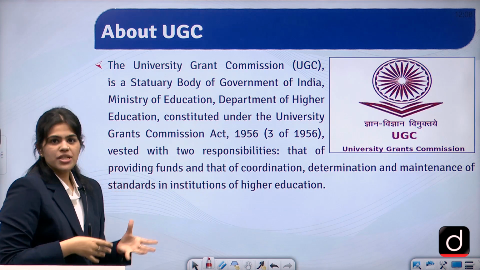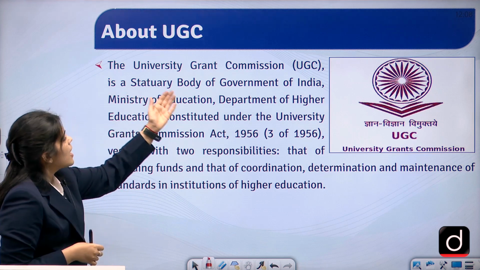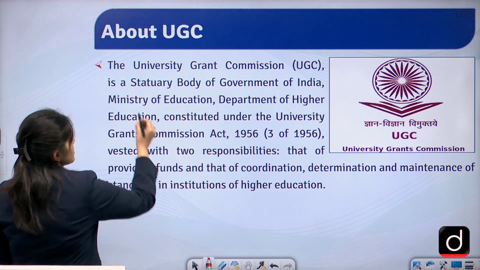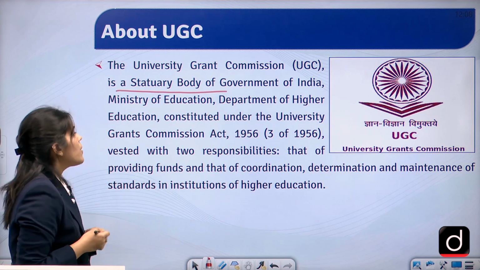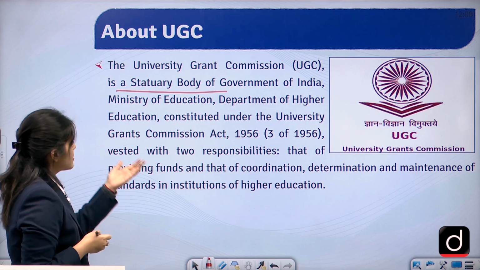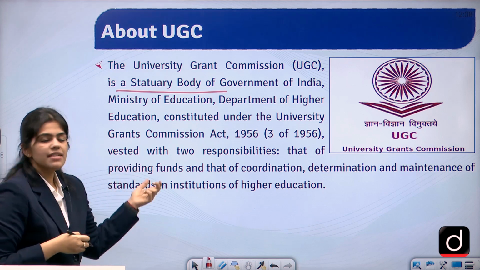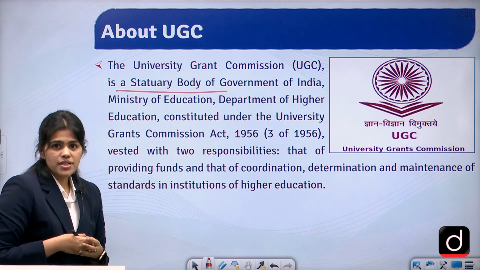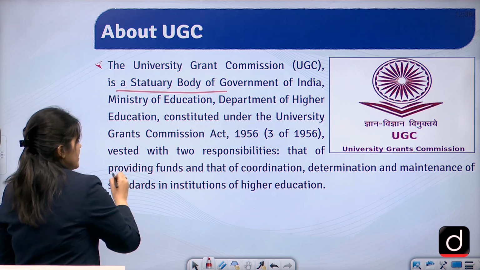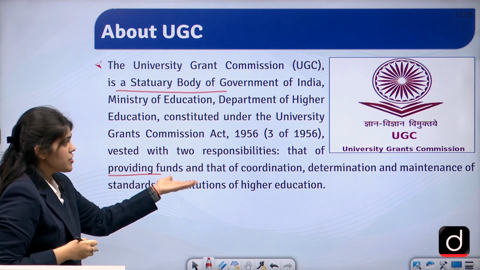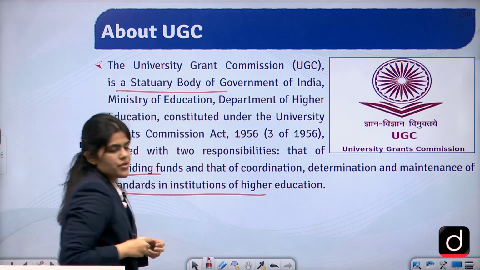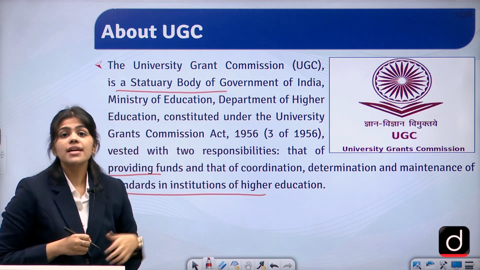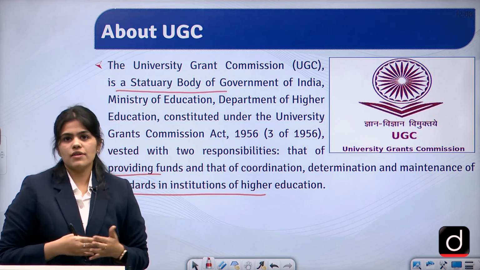Now what is UGC? The University Grants Commission, UGC, is a statutory body of the Government of India, Ministry of Education, Department of Higher Education, that was constituted in 1956. It comes with responsibilities like providing funds, coordination, determination and maintenance of the standards of higher education. So this is the body that will look after the maintenance of the standards.